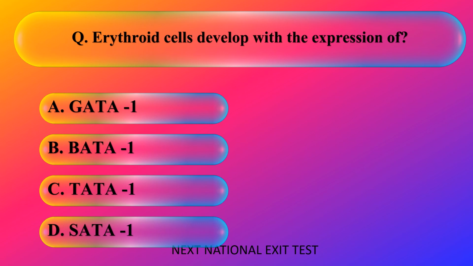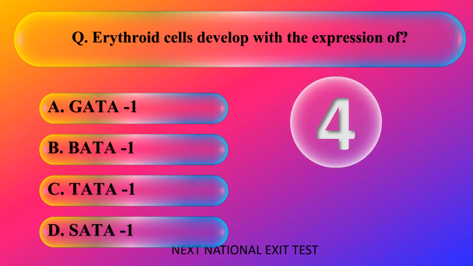So what is GATA1? GATA1 is a GATA binding protein. It is a transcription factor. It regulates the expression of specific genes by binding to DNA. It binds to DNA and influences the transcription process. It plays a crucial role in the development and maturation of erythroid cells. So the correct answer is A. GATA1.